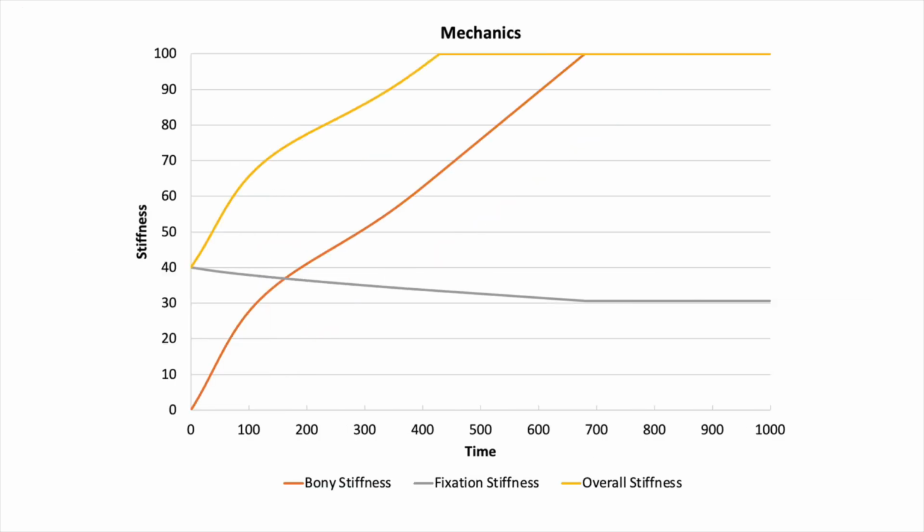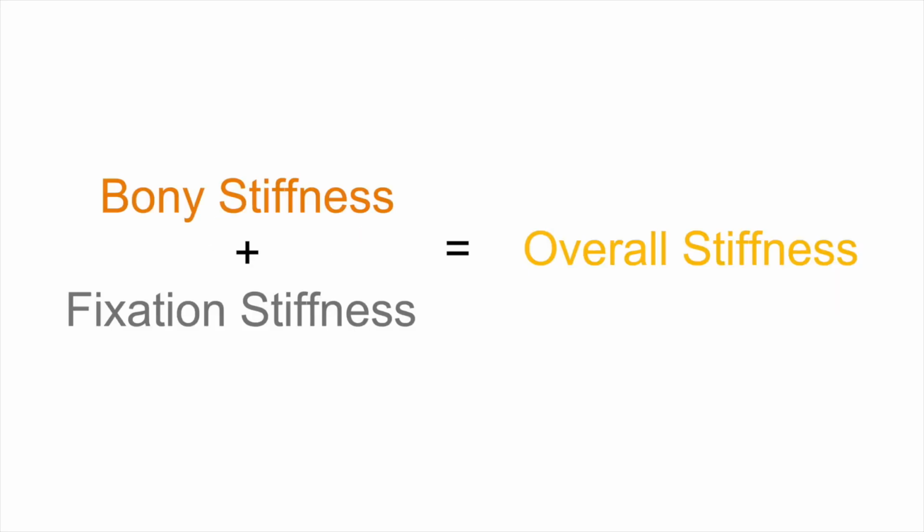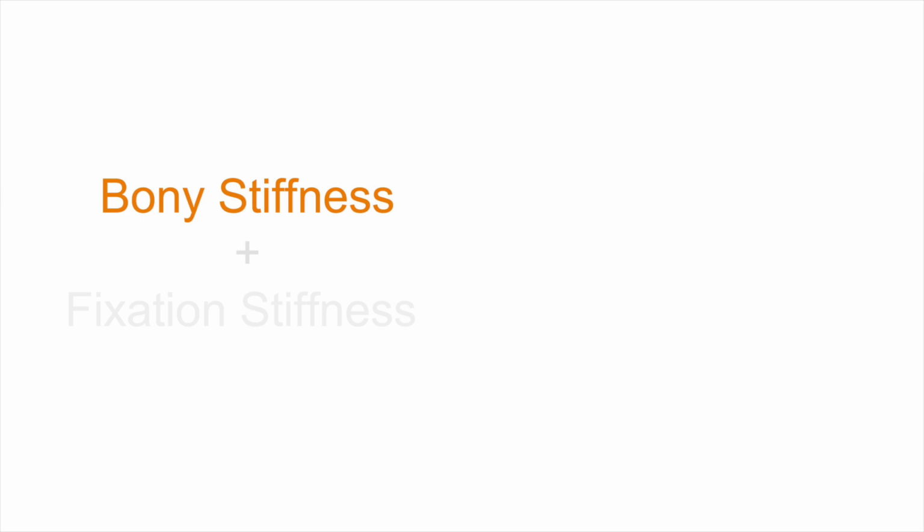Notice there are three lines on the mechanics side of the model: bony stiffness, fixation stiffness, and overall stiffness. Overall stiffness is the stiffness of the overall environment and is just the bony stiffness and the fixation stiffness added together. Bony stiffness is the amount of stiffness that the bone contributes to the overall environment. Imagine a fracture that has nice cortical keys that can be pieced back together and compressed. If the fracture ends are compressed together, there will be a lot of bony stiffness.